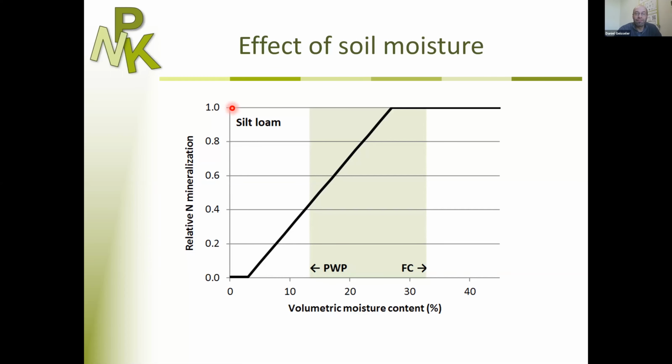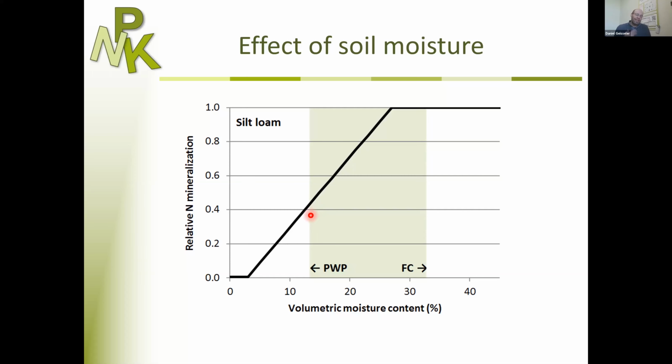When nitrogen mineralization is optimal, which is at field capacity, that factor is 1. And then if it's slower, the factor decreases. So we can see microorganisms, as well as plants, are happiest when the soil is moist, when it's near field capacity. When the soil dries out, microorganisms are less active.